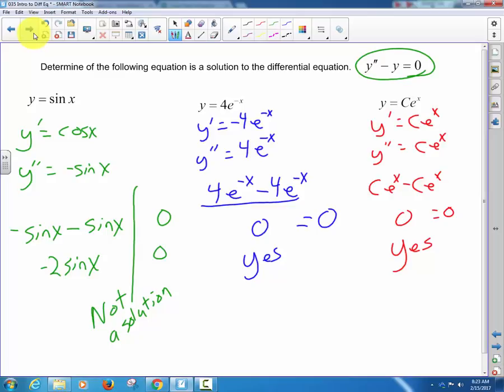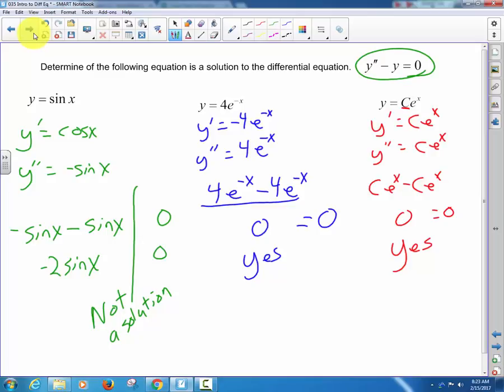What's the significance of that being a C there? What does that tell you? That's right. Any number that we put there is going to be a solution to this differential equation. So e to the x, 2e to the x, 3e to the x, 4e to the x, pi e to the x, anything is going to be a solution, provided the number in front of e to the x is a constant number.